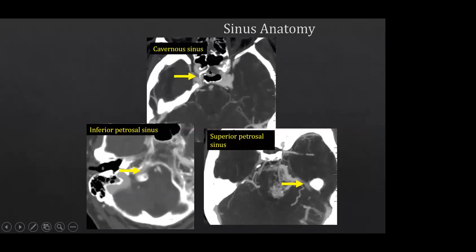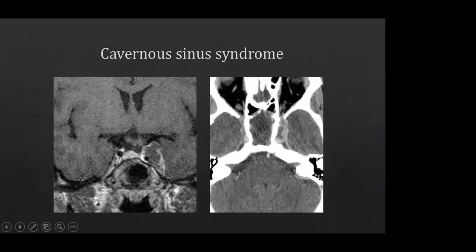So again, to look at the cavernous sinus anatomy, on either side of the sphenoid sinus of the sella, you have seen the cavernous carotid artery, and these are the cavernous sinuses which are enhancing. We have seen the superficial middle cerebral vein which drains into the cavernous sinus, and then the drainage of the cavernous sinus via the superior petrosal sinus and the inferior petrosal sinus.